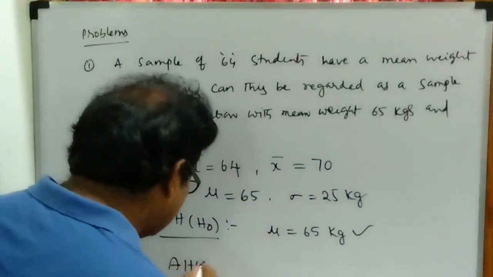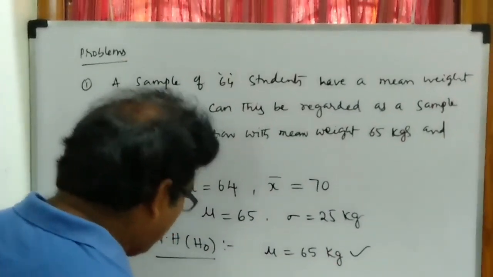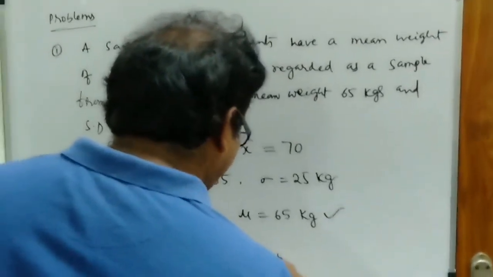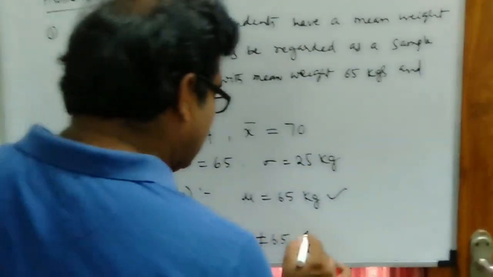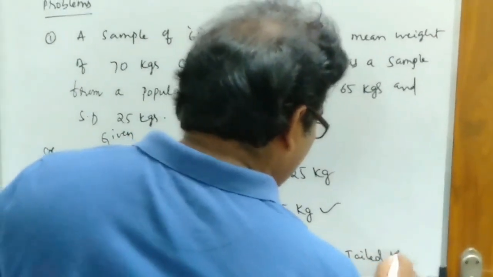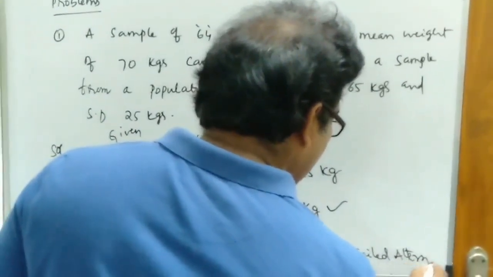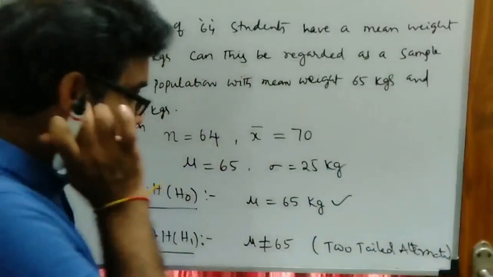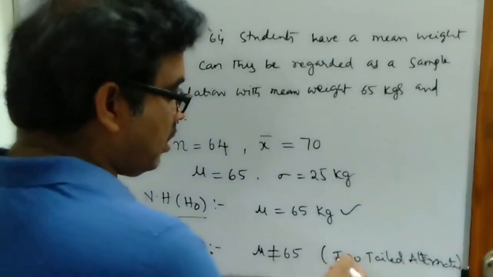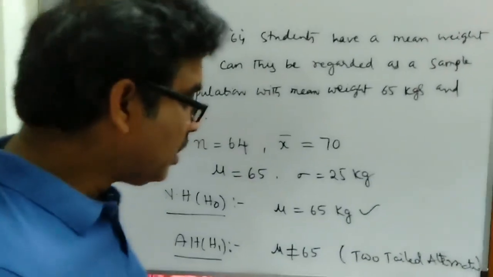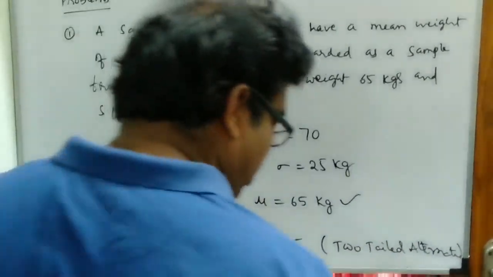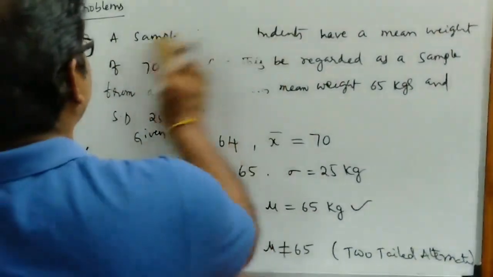Then the alternative hypothesis will be H1, which is the complementary of the null hypothesis, that is mu not equal to 65. Mu not equal to 65 means we have to choose a two-tailed alternative, that is, we have to go for a two-tailed test. Based on two-tailed or single-tailed, the z value will differ. So here mu not equal to 65.